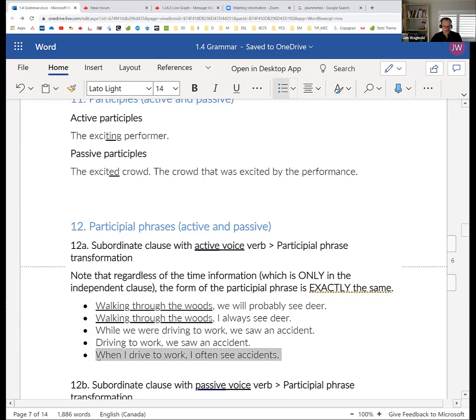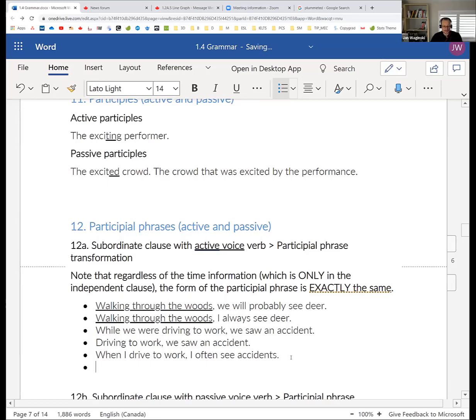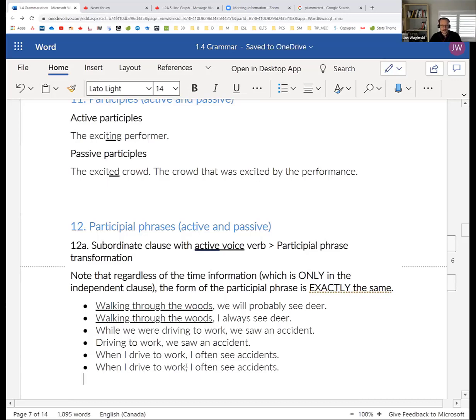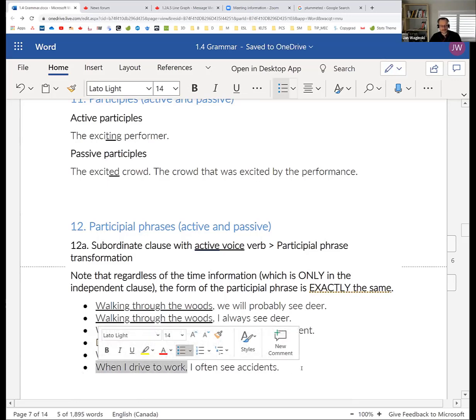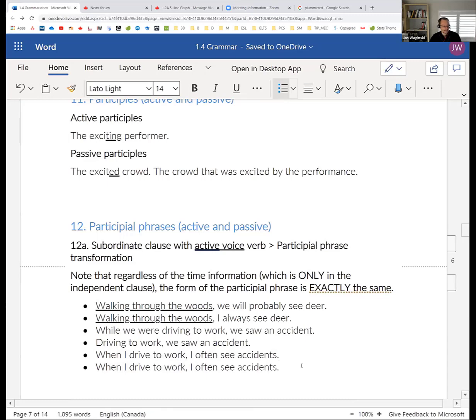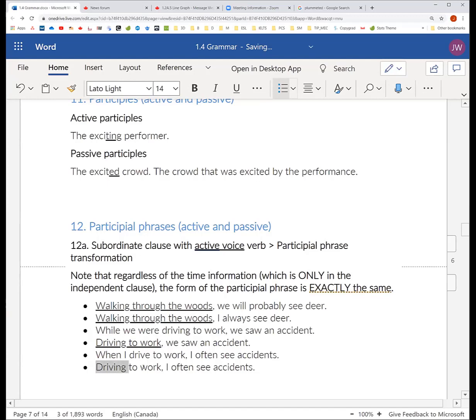And how about this sentence? So this one is present simple. When I drive to work, this is all the time, I often see accidents. How would we transform this into a participial phrase? Remove when and I. Change drive to driving, driving to work. That's it. And I will keep I often see accidents. Yeah. It's always the same.